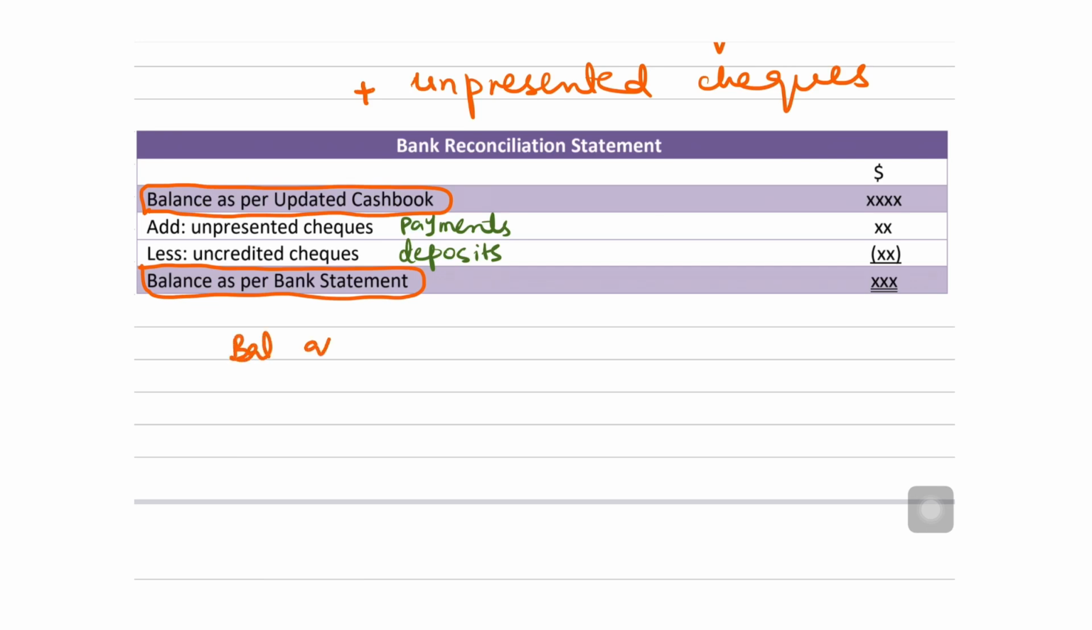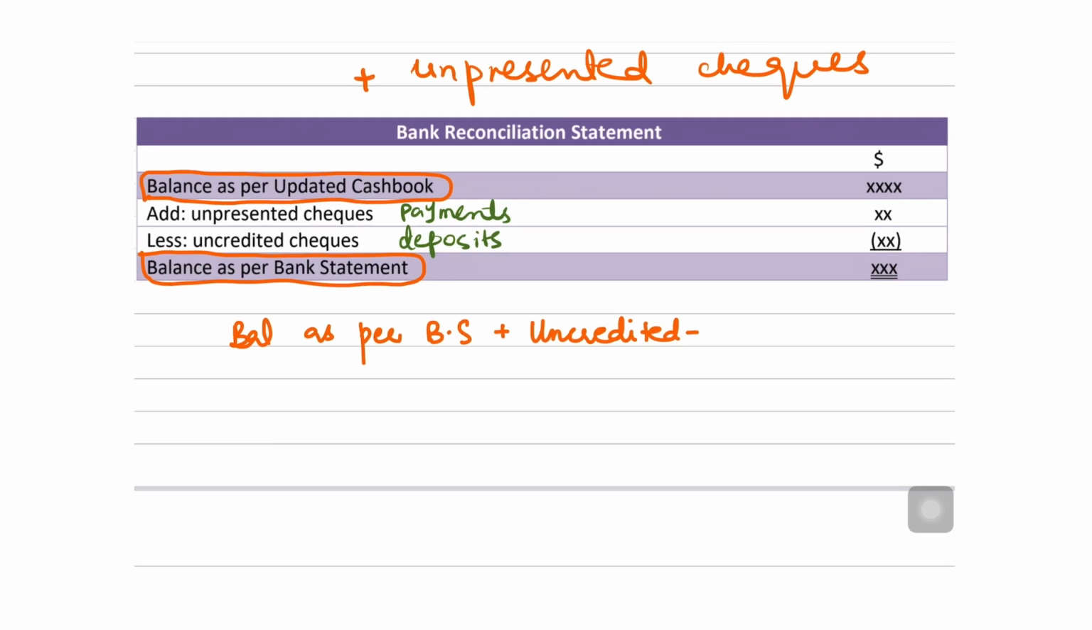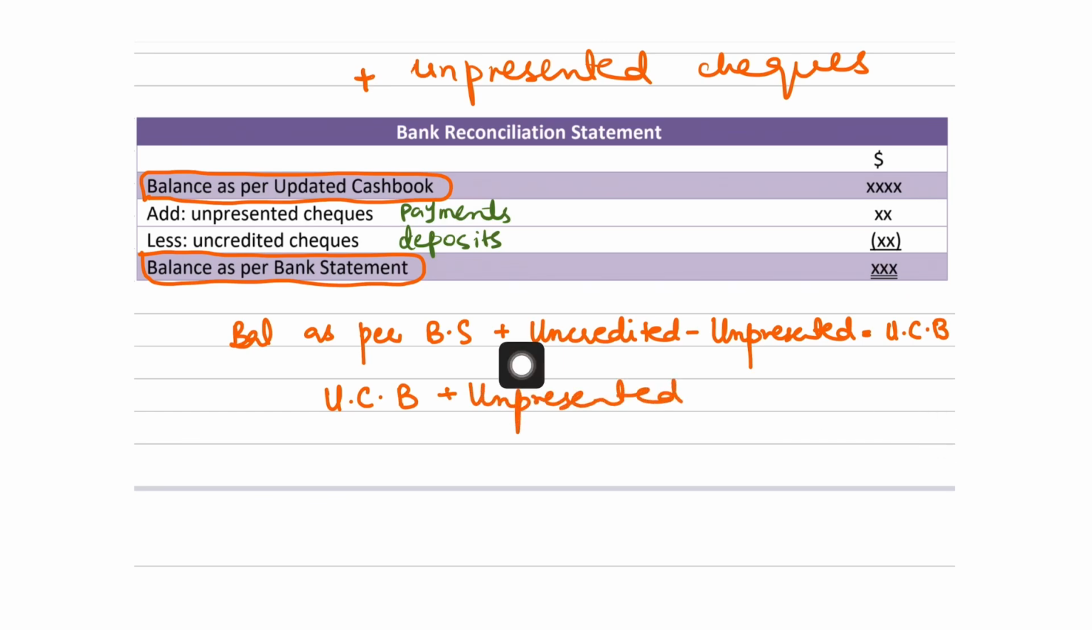This is very logical. Previously we were starting with the balance as per bank statement and we were adding uncredited checks and subtracting unpresented, so that we would arrive at the balance as per updated cash book. But if I am starting now with the updated cash book balance, unpresented will be added, the sign will change, and uncredited, which was being added before, will now be subtracted, so that I arrive at the balance as per bank statement.